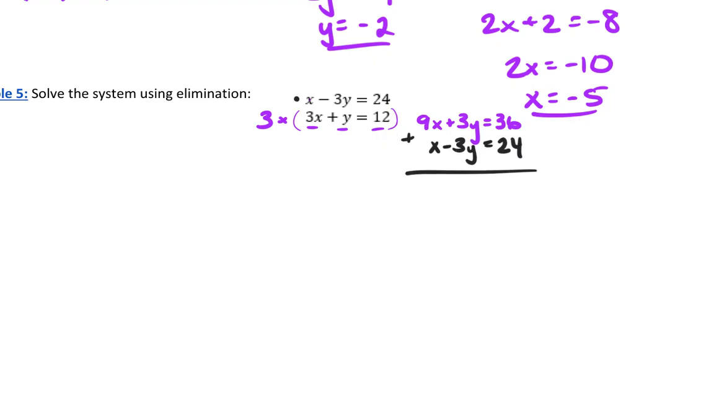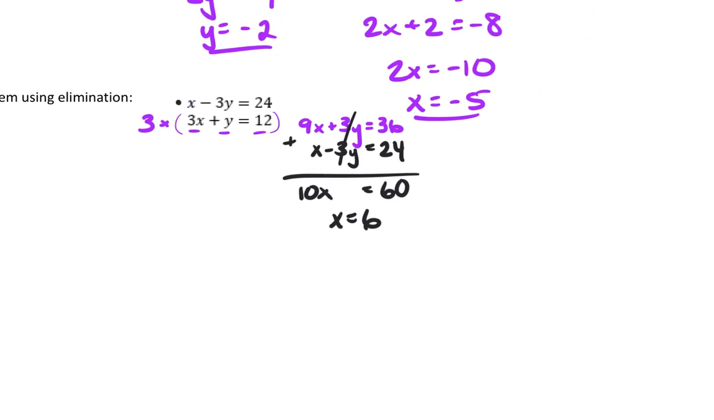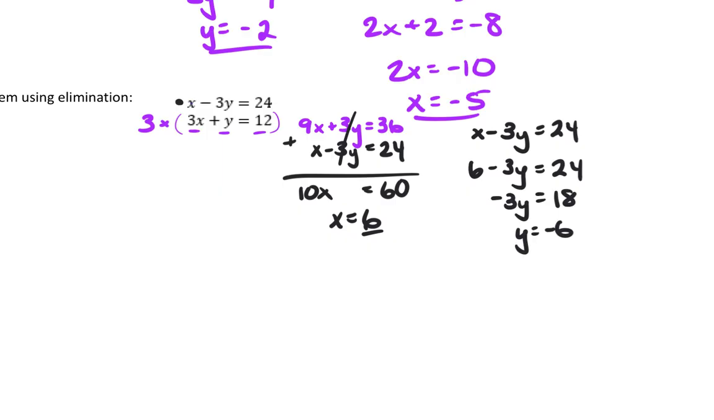Now, if I add these equations, I get 10x. These now cancel each other, and I can simply solve for x. And now you do the same thing that we did before. You're going to pick one of the equations, and we are going to take 6 and plug it in and solve. I went through and solved that one. So we have 6, negative 6.